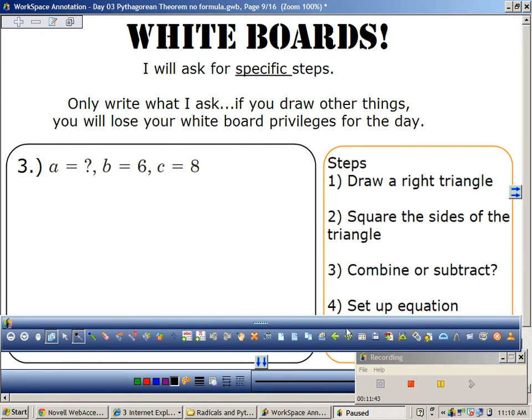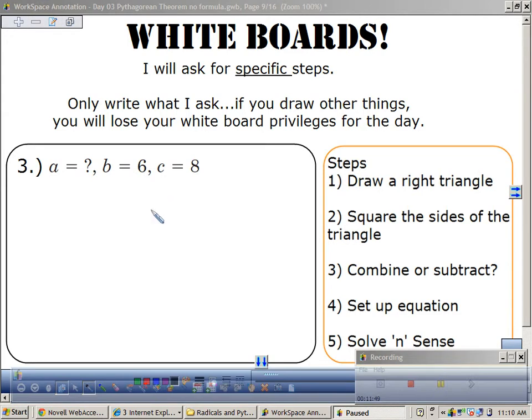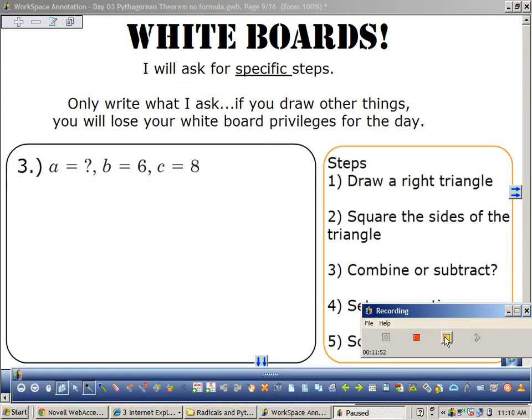Recording. Alright, so lights on. I want to see you guys draw me the triangle. Draw me the triangle and label it, please. Recording.